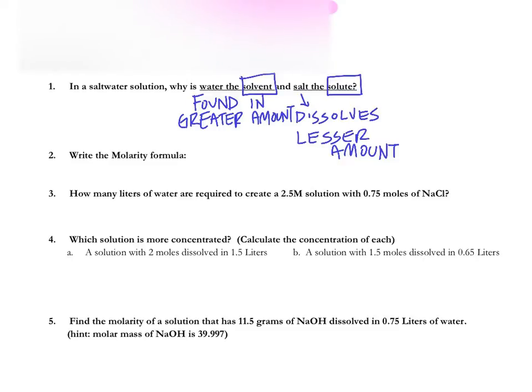Number 2, write the molarity formula. Well, our molarity formula is capital M for molarity equals the amount of moles of your substance divided by your volume. And remember that our volume is always measured in liters. Now, if I want to rearrange that equation, and let's say I want to get volume by itself, then that equation would look like this.